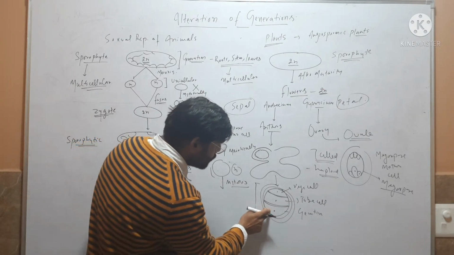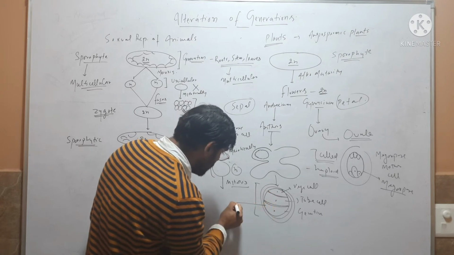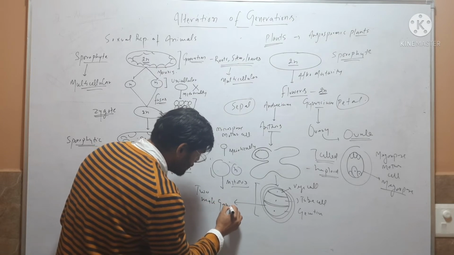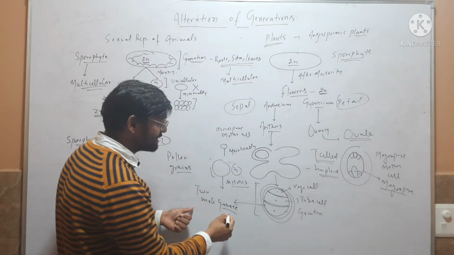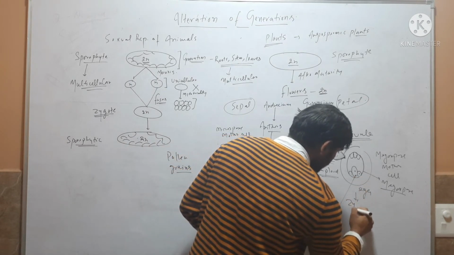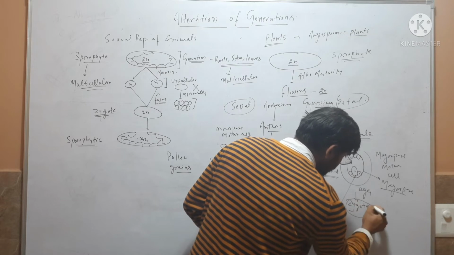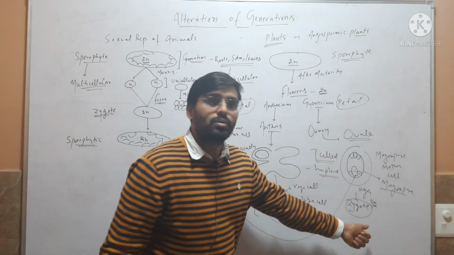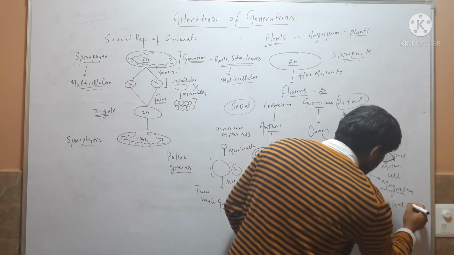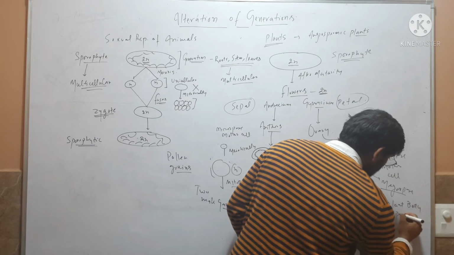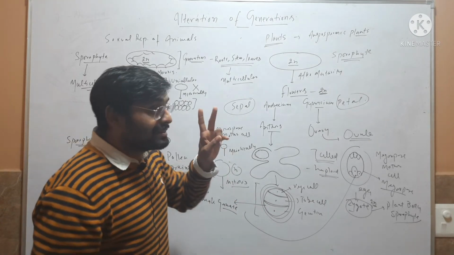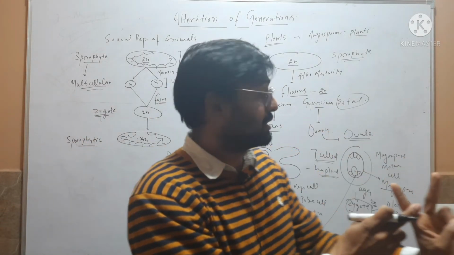Now one of these 3 cells will form 2 male gametes. A male gamete will then fuse with the egg and form a zygote. The zygote is diploid. This zygote then forms the plant body, that is the sporophyte.